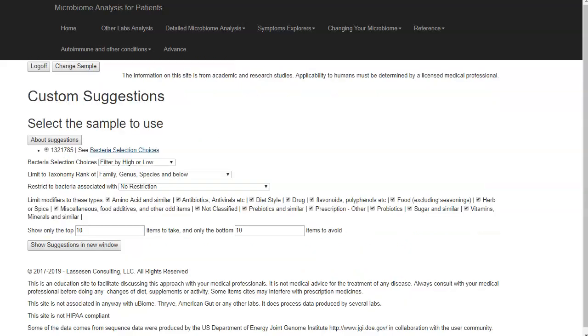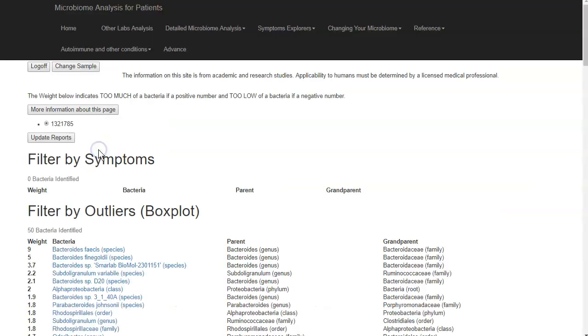So how does this tie into custom suggestions? Here's a custom suggestion page, and I only want to go through a little bit of it. We have bacteria selection choices here, and this one basically will show you which bacteria are going to be used for making suggestions from. In this case, although I have entered symptoms, there's absolutely no matches there. I'll show you an example in a moment where there are matches.